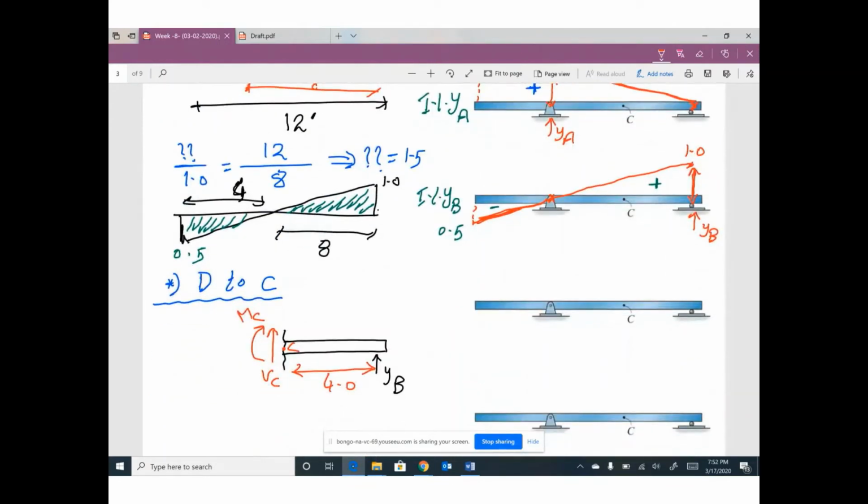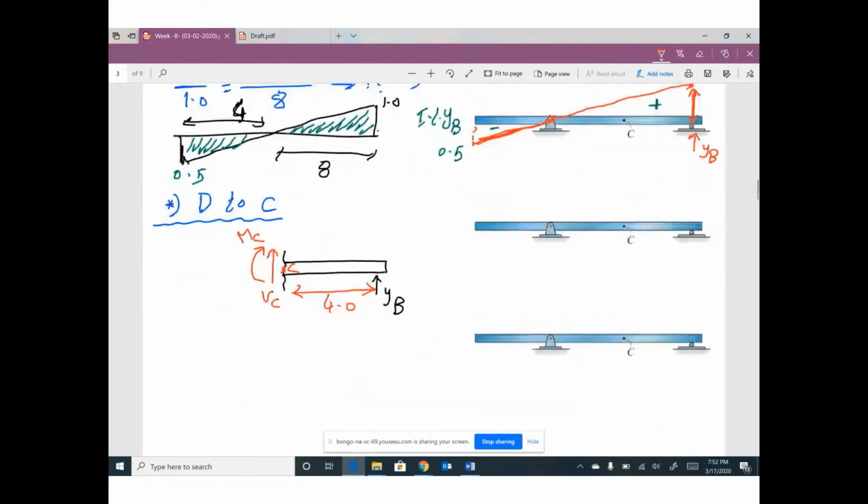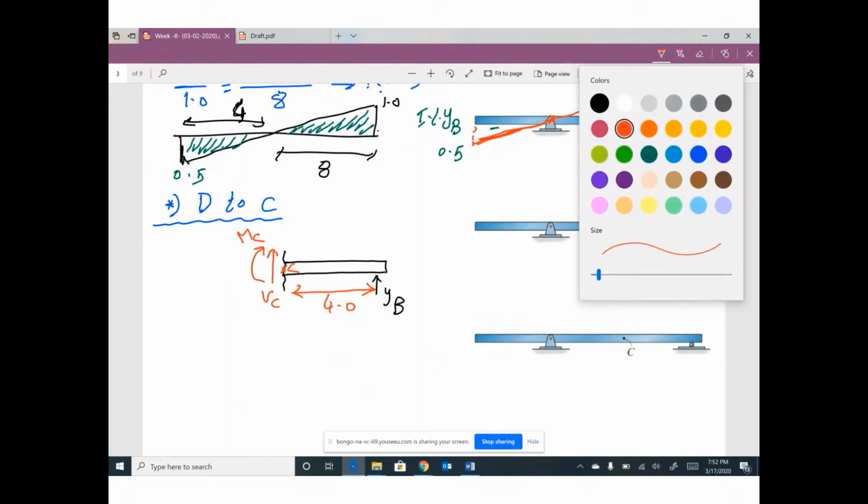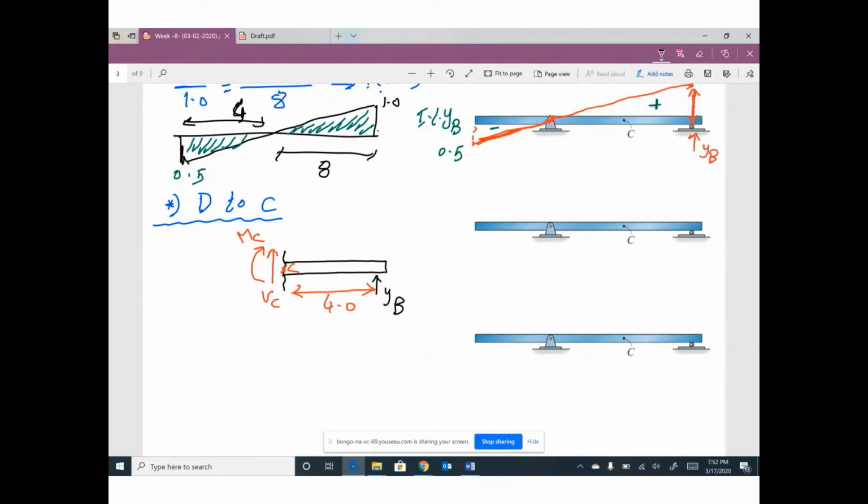At your cut, we have shear and we have moment, and this distance equals 4. I can apply my equilibrium equation by saying summation Fy equals 0. So we have positive V at C, and positive reaction YB equals 0. That means shear at C equals negative YB. This is the first equation.